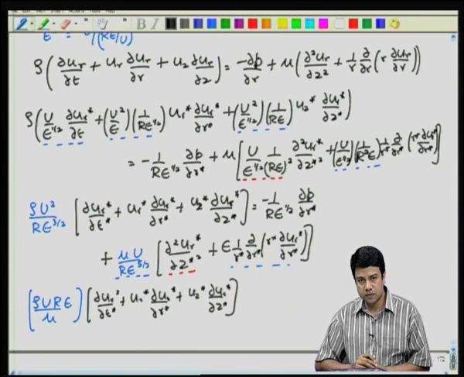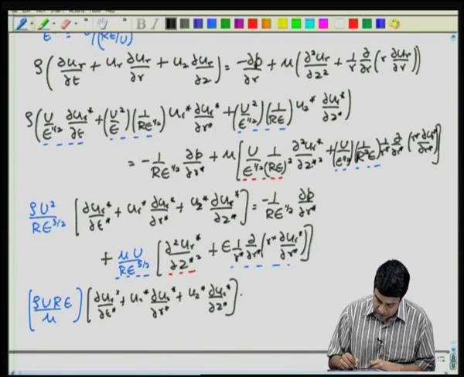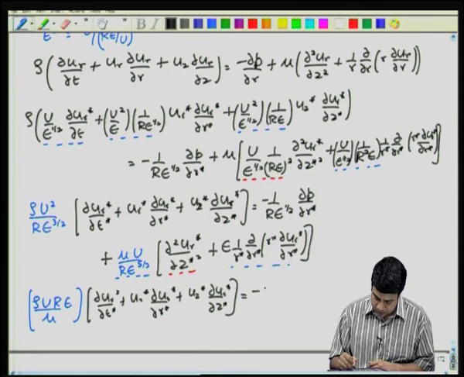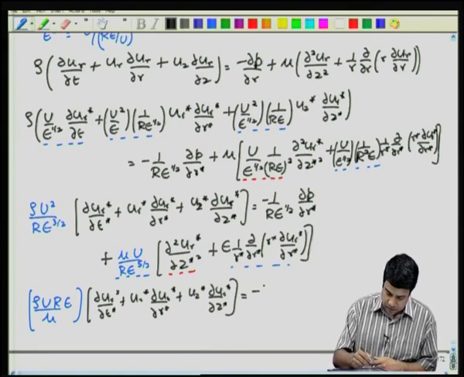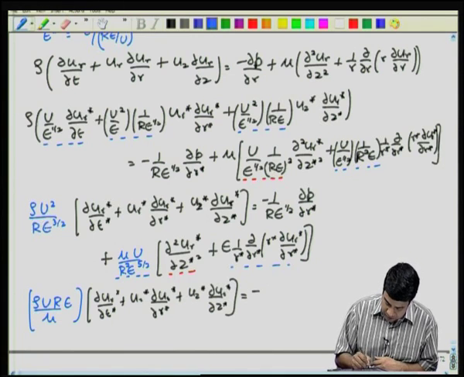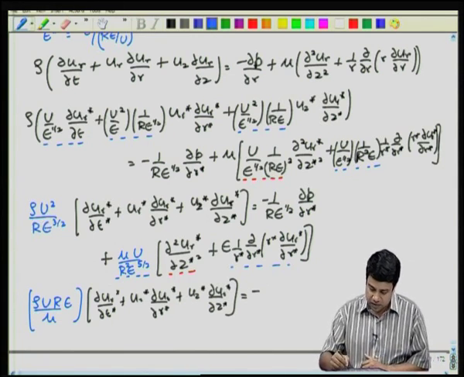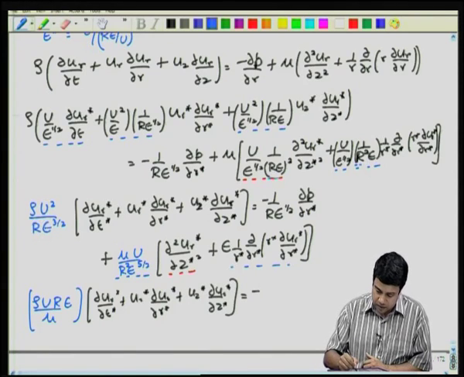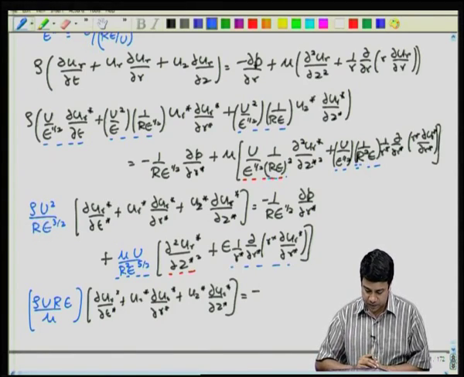Divide throughout by mu u by r epsilon power 3 halves. That gives me a way to scale the pressure. So, this is equal to minus, I am sorry, this should be r square here. Kindly make that correction, it should be r square epsilon power 5 by 2, because I have two factors of r in the denominator here and here. So, it should be r square epsilon power 5 by 2.